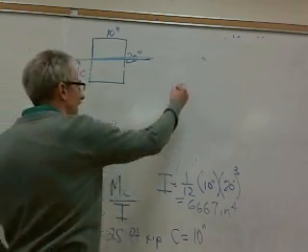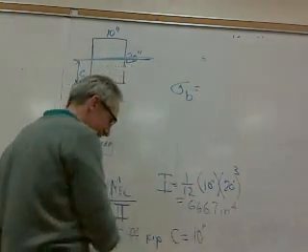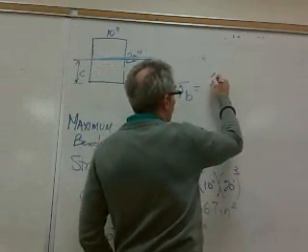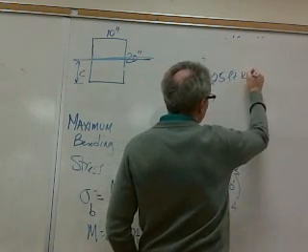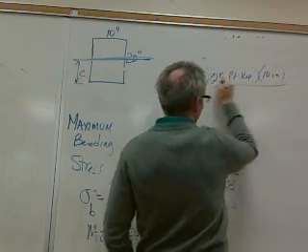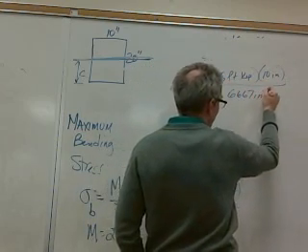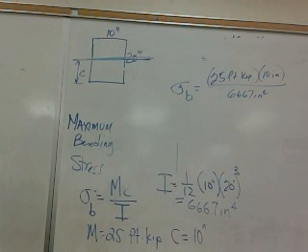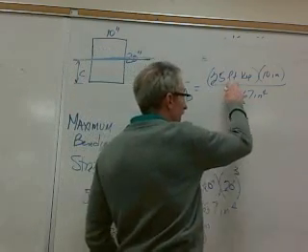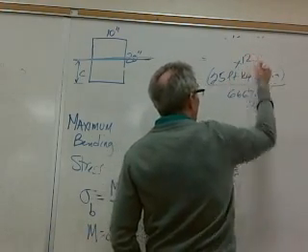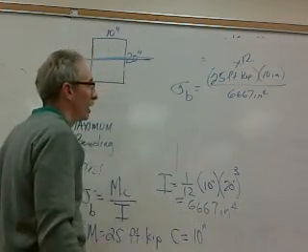So now really I just have to plug M, C, and I into this formula. 25 foot kips times 10 inches divided by 6,667 inches to the 4th, and you're going to tell me what? Yeah, you want to at least bring feet into inches. You might think about bringing kips into pounds, but at least feet into inches. Okay? So I'll multiply that by 12.